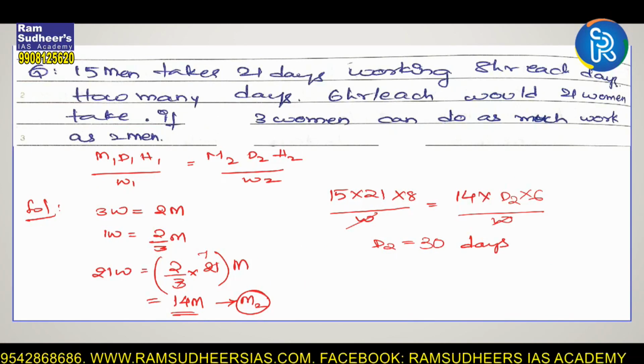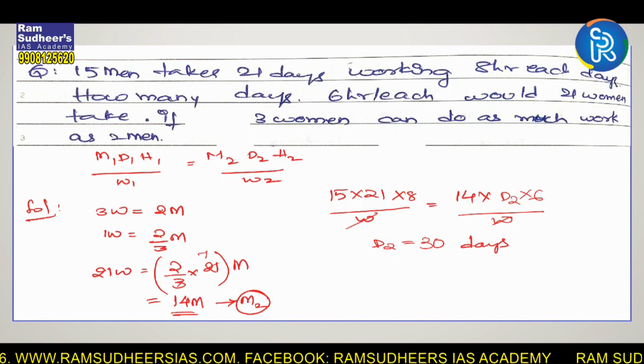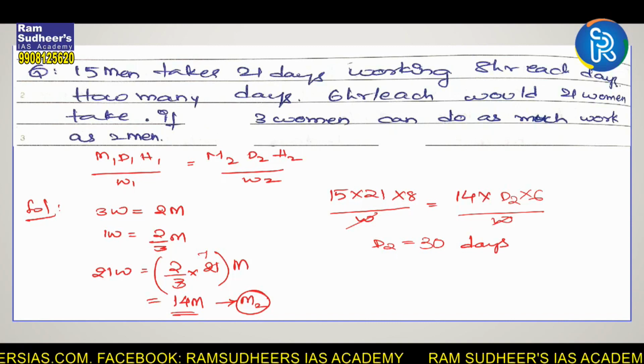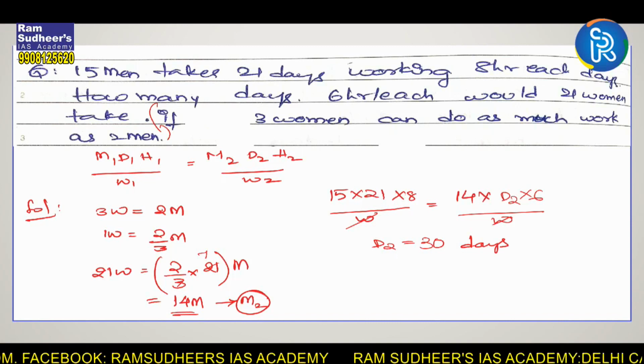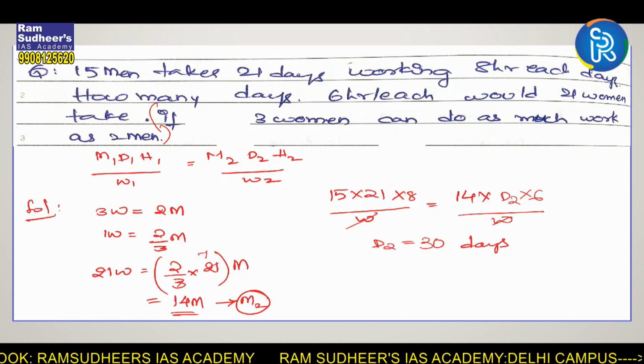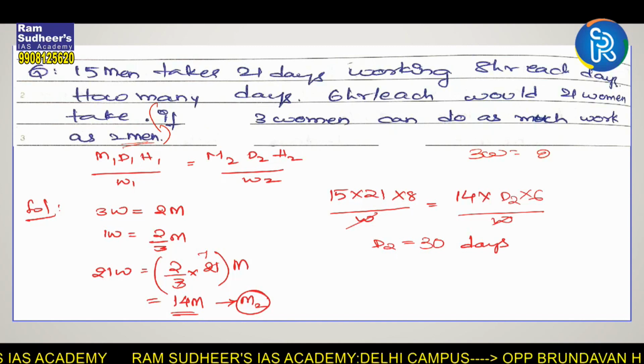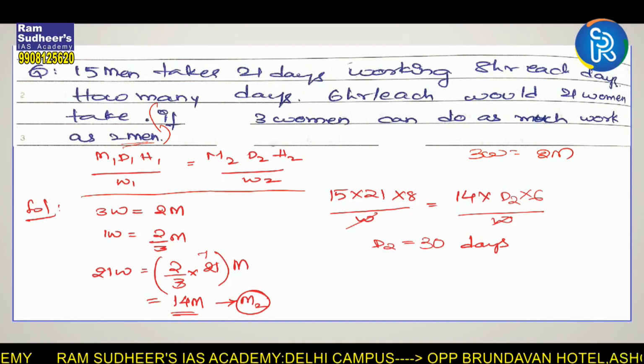15 men take 21 days working 8 hours each day. How many days working 6 hours each day would 21 women take? And the condition here is that 3 women can do as much work as 2 men. It means the efficiency of 3 women equals the efficiency of 2 men. And this is our formula for solving such questions.